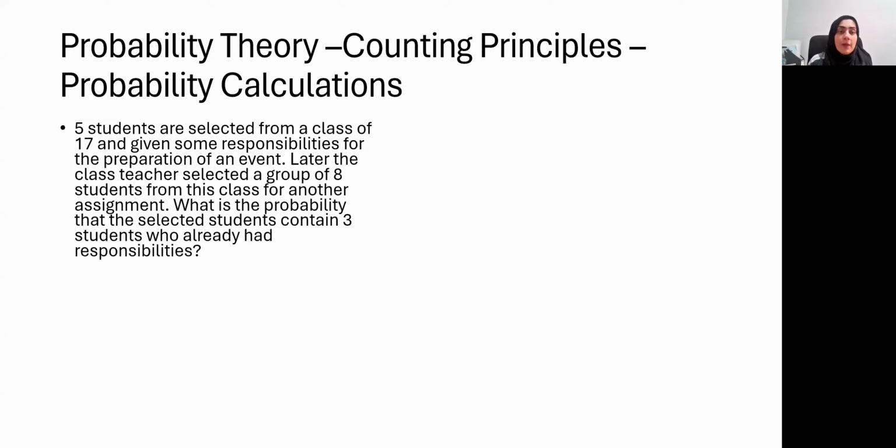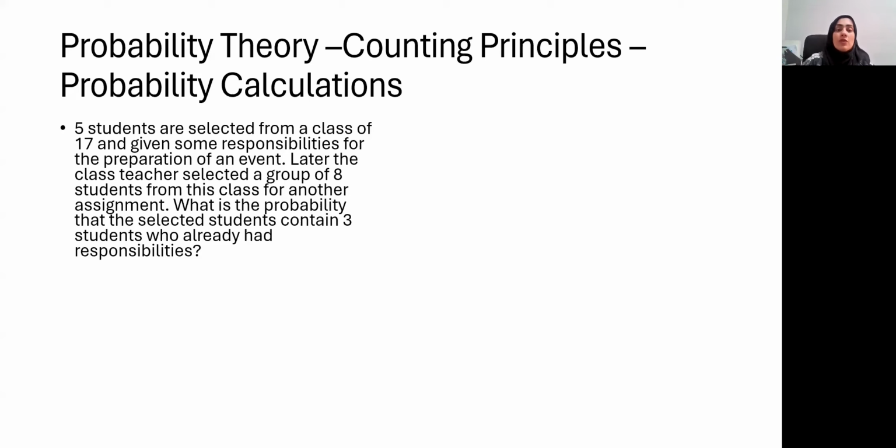Consider another example here. It says that 5 students are selected from a class of 17 and given some responsibilities for the preparation of an event. Later, the class teacher selected a group of 8 students from this class for another assignment. What is the probability that the selected students contain 3 students who already had the responsibilities? The 5 students who had responsibilities, so 3 of them get selected.